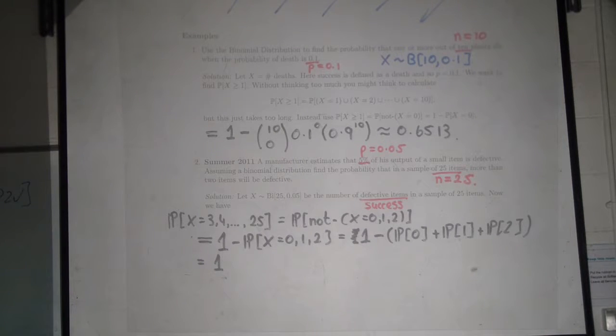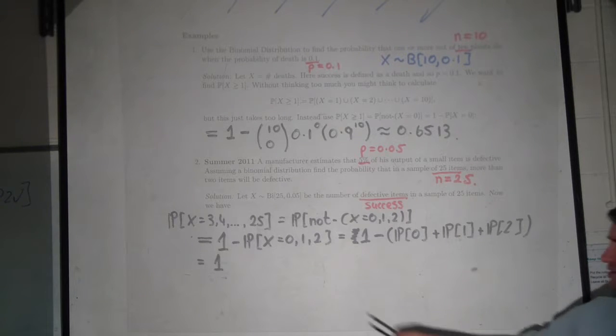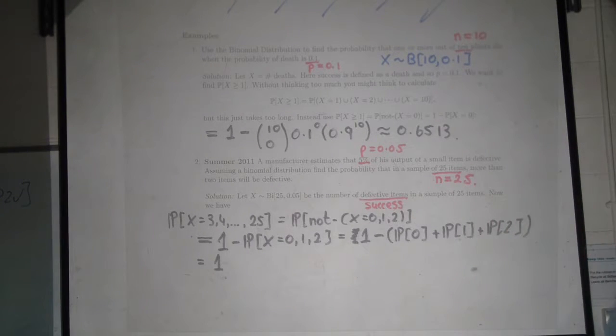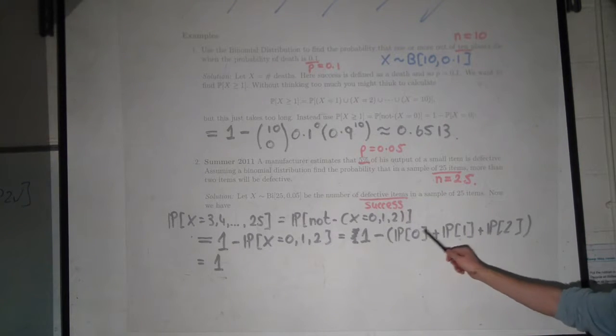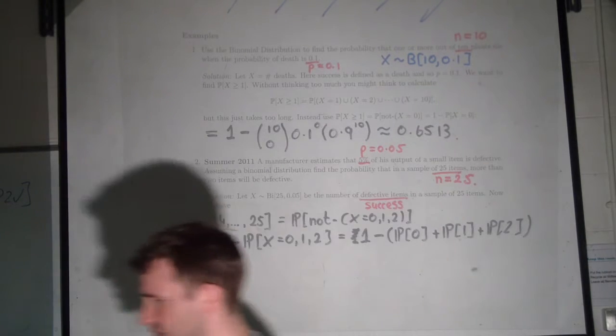You don't have to give me all this notation. I think most people do better when they do some version of it anyway. So more than 2 is 3 or 4 or 5 up to 25, which is not 0, 1 or 2. Probability of not something is 1 minus probability of something. That is probability x equal to 0 or 1 or 2. So we need to take 1 minus this, and or means add, so this is where we're at. And these are all like x equal to 0, x equal to 1, x equal to 2, using the formula, which I'll just write here.